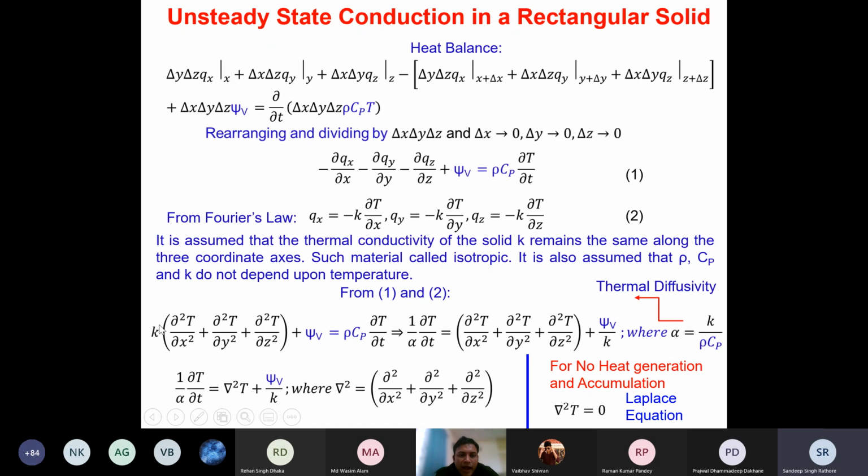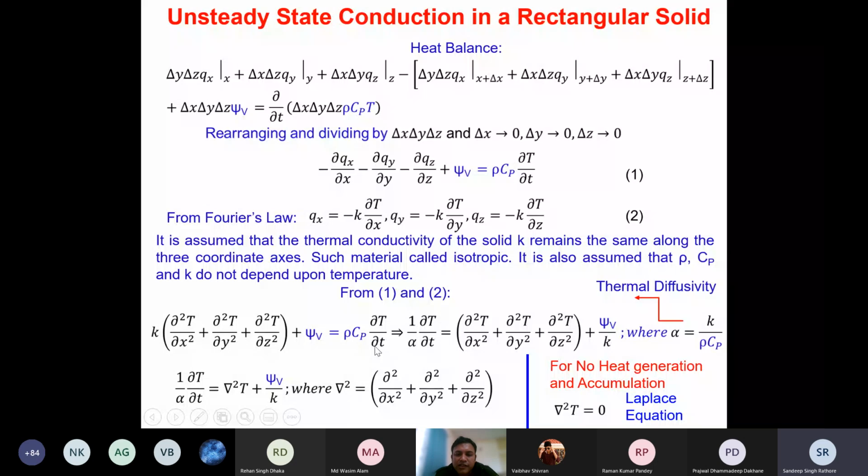So the left hand side here is K times (∂²T/∂x² + ∂²T/∂y² + ∂²T/∂z²) plus ψv, and that equals ρCp ∂T/∂t. Correct. And if we rearrange this equation, what we get is 1 by alpha. So alpha is nothing but the thermal diffusivity. Thermal diffusivity is given by K by ρCp.